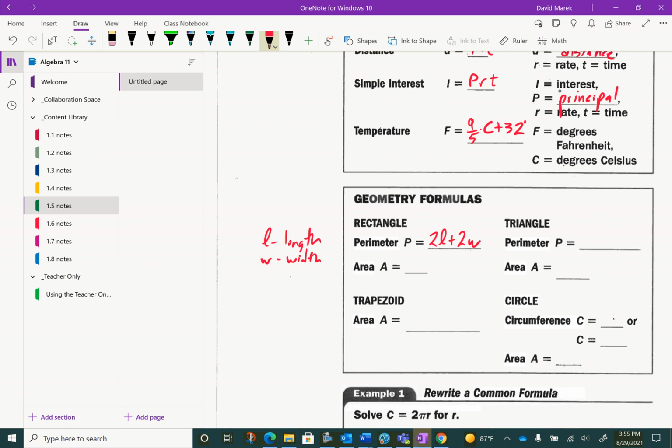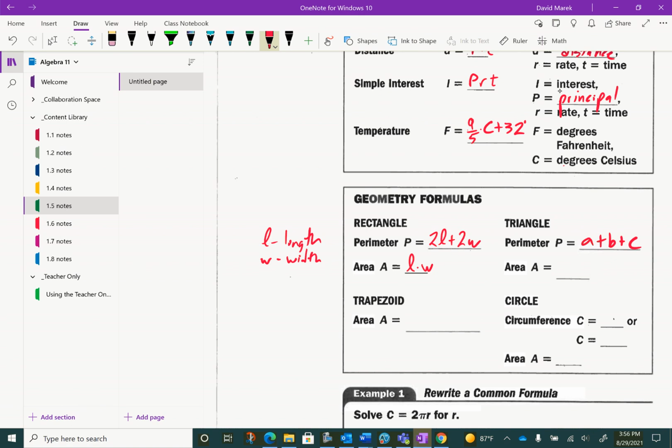For the area formula, you multiply length times width. For perimeter of a triangle, you simply add together the lengths of all of the sides. If it just says triangle, well, A plus B plus C. For a rectangle, you have to have two sides that are the same called length, and you're going to have two sides that are the same called width. So our formulas here for rectangle can be a little bit more specific than our formulas for perimeter of a triangle.